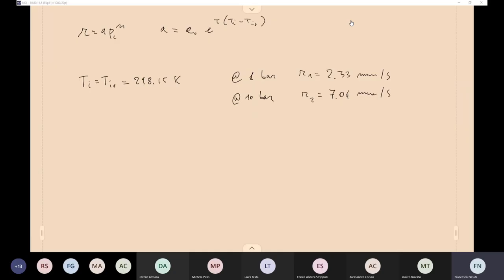If we consider a lower initial temperature, so 10 degrees lower, that means T_i is equal to 288.15 Kelvin and the pressure is 1 bar, we have a reduction of the burning rate to 2.3 millimeters per second. You see that is a small change, from 2.33 to 2.3.